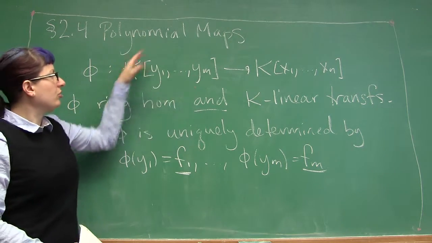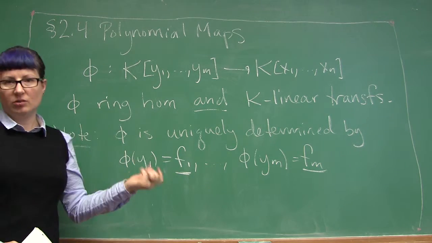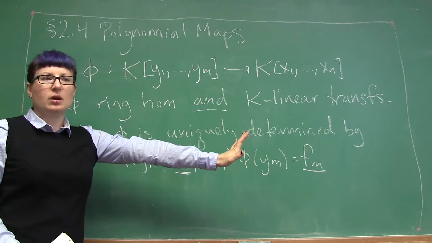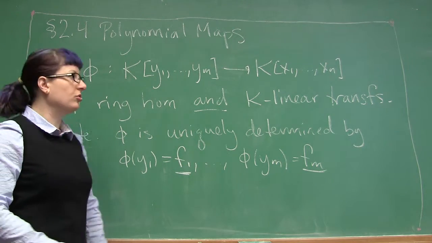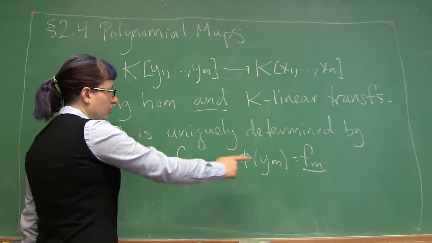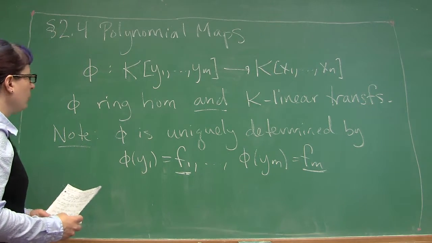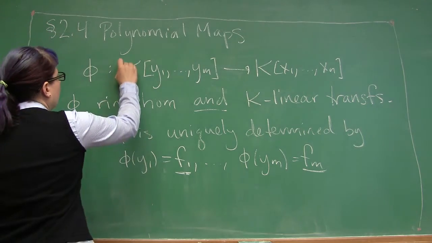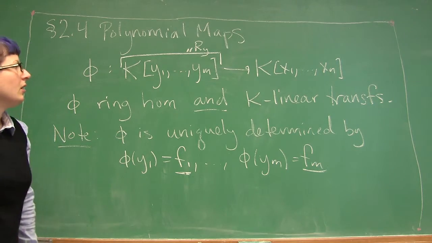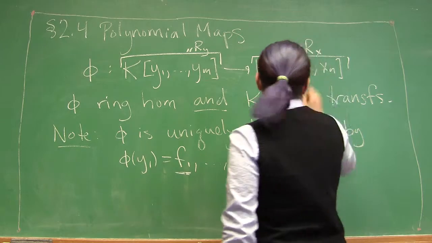A polynomial is constructed from these variables y1 through ym by products and coefficients. So if the map is maintaining those structures, it will maintain the structure of the polynomial, and knowing where each individual variable goes is enough to determine it. Okay, so we are going to call this ring R sub y for shorthand, and this ring R sub x.